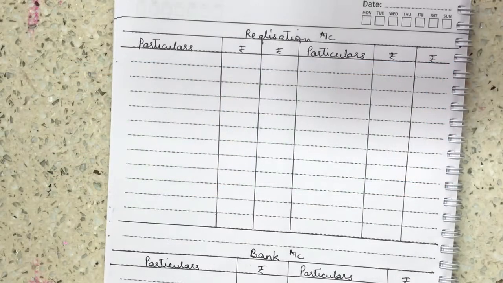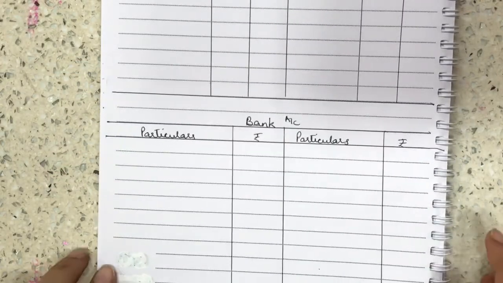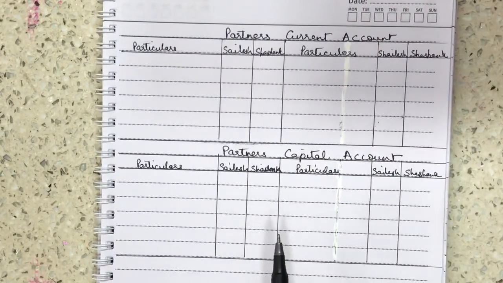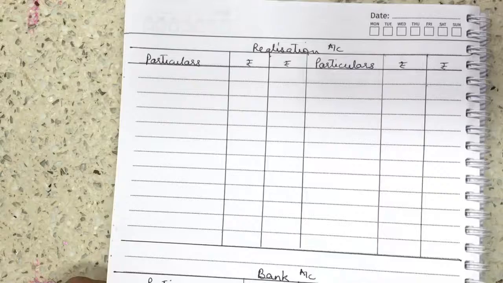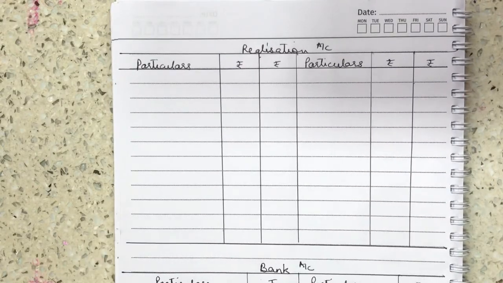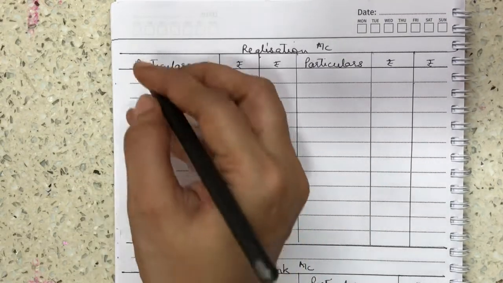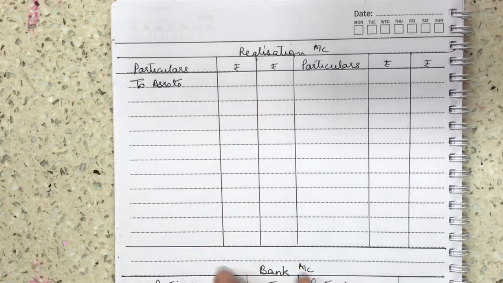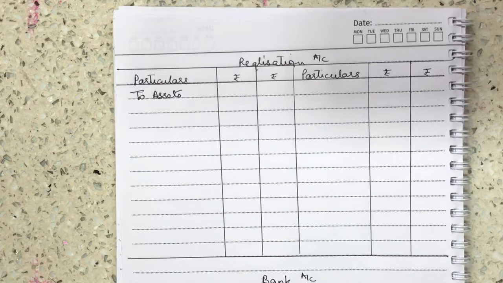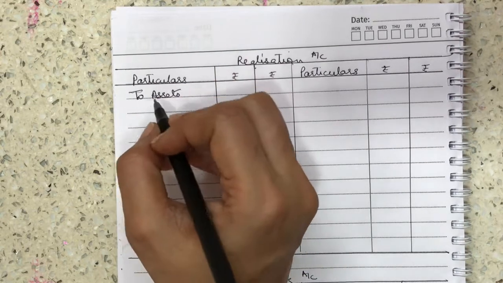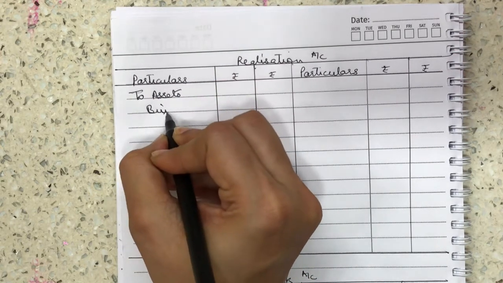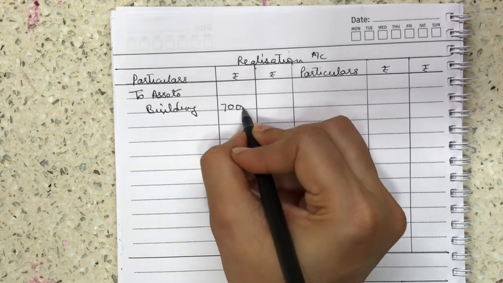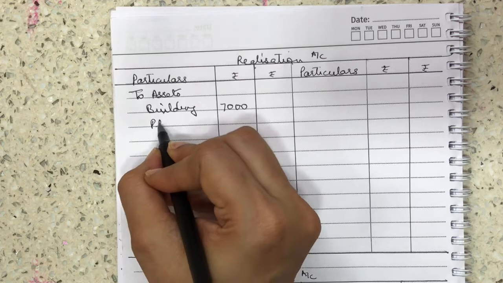This is my realization account. This is the bank account, partners current account, and partners capital account. Okay. So let's start with the balance sheet first. All the assets I will write here. Assets from the balance sheet, they were transferred to realization account at their book value. So write here building. What is building? 7,000.